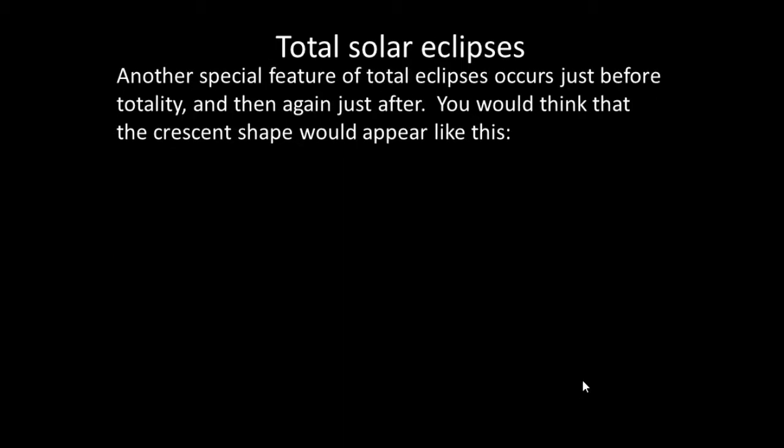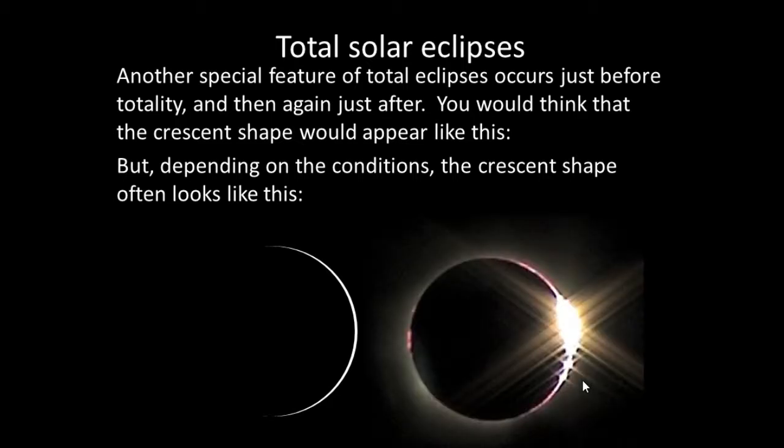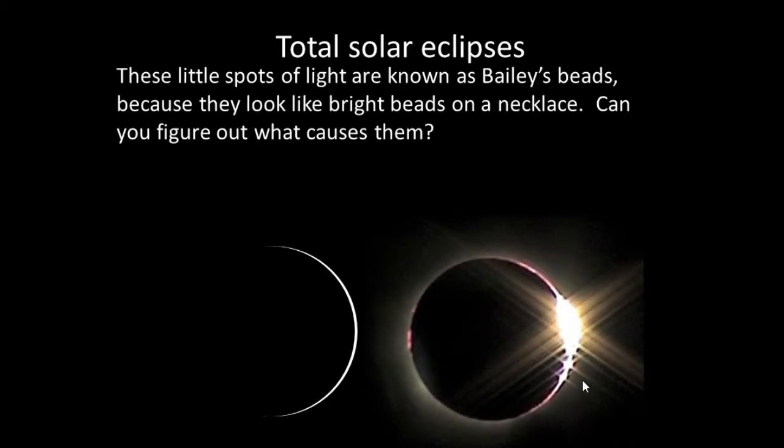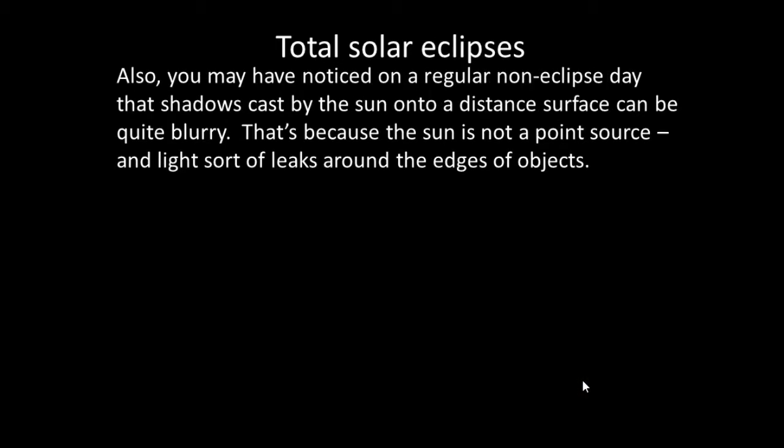Another special feature of total eclipses occurs just before totality, and then again just after. You would think that the crescent shape would appear like this, but depending on the conditions, the crescent shape often looks like this. These little spots of light are known as Bailey's beads because they look like bright beads on a necklace. Can you figure out what causes them? They are caused by the mountains and craters on the moon's surface.